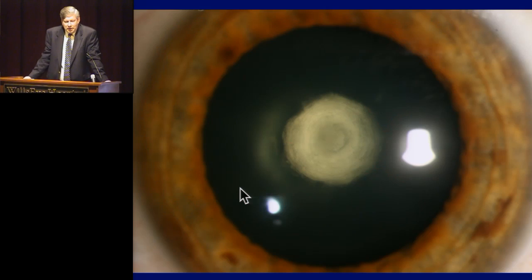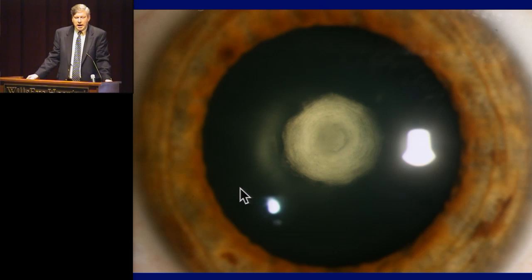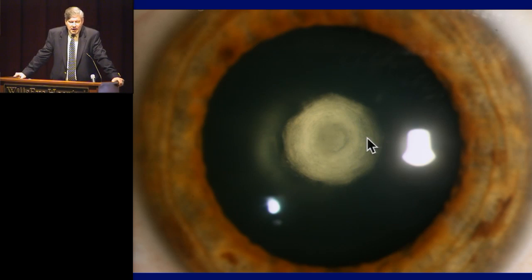Here's another one. Dr. Diener, what do you see here? Posterior polar. Okay, that's right. And the way you know this is a posterior polar cataract rather than a typical PSC is it looks like an onion that's been chopped in half and you get these rings. The significance of this is that this represents a weakness in the posterior capsule.